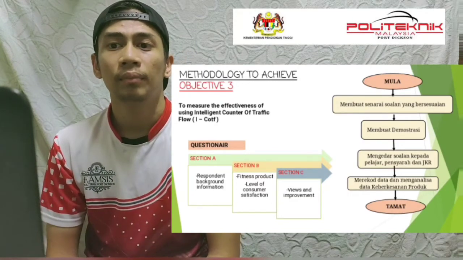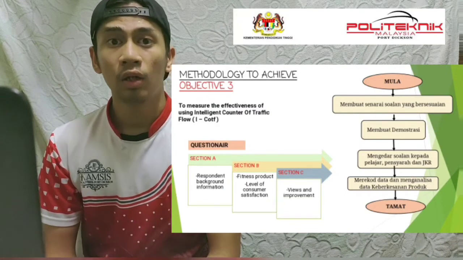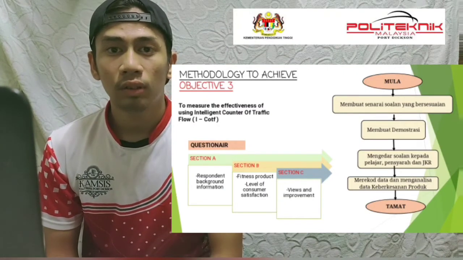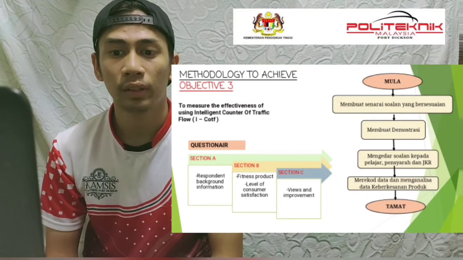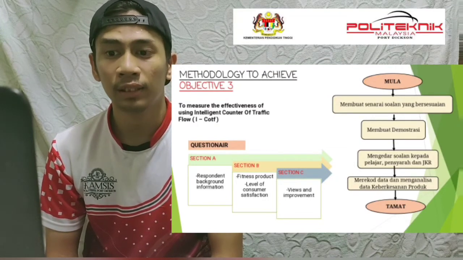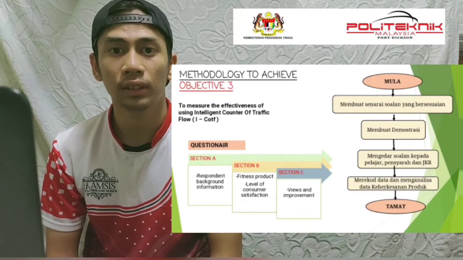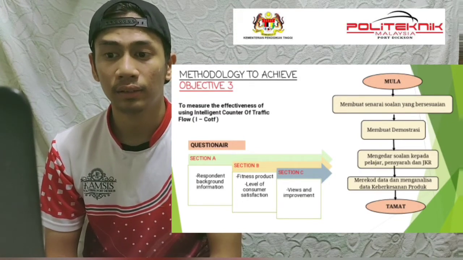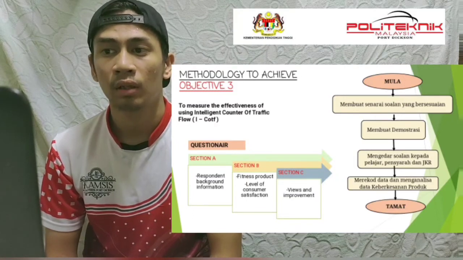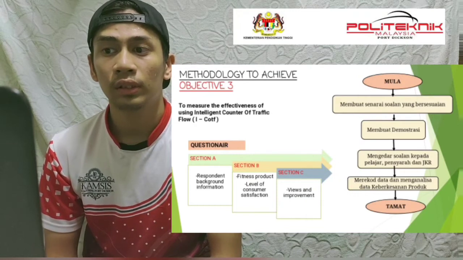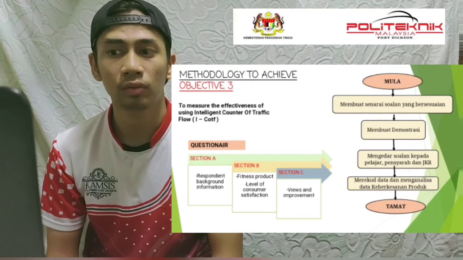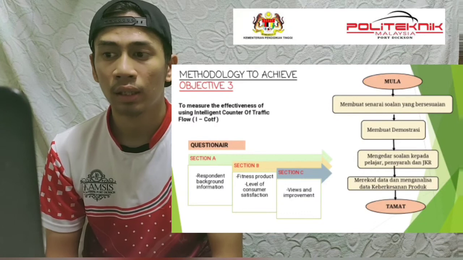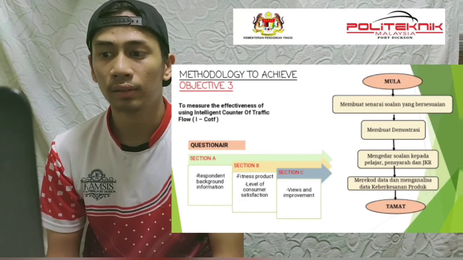Next, the methodology to achieve objective 3: to measure the effectiveness of using the Intelligent Counter of Traffic Flow, I-coft. The questionnaire has Section A, respondent background information; Section B, product fitness and level of consumer satisfaction; and Section C, views and improvement. First, make the list of questions. Second, do a demonstration. Third, give the questions to students, lecturers, and JKR. Fourth, record and analyze the data for our product. Thank you.